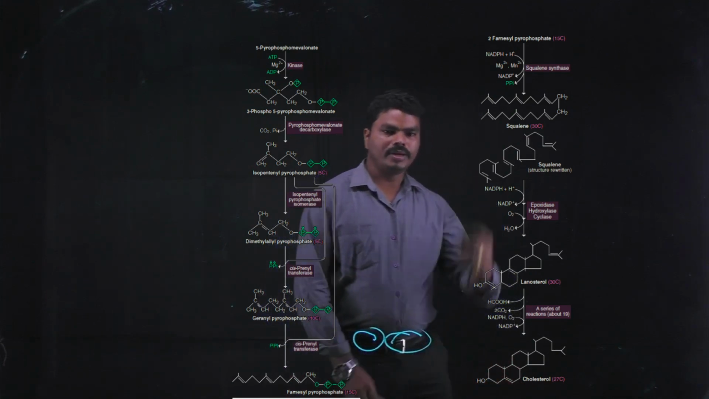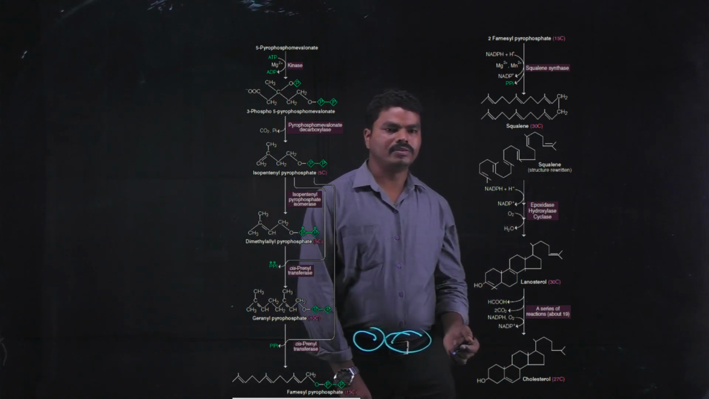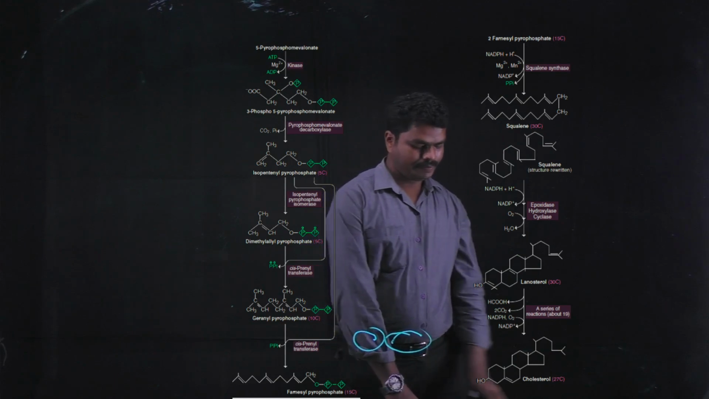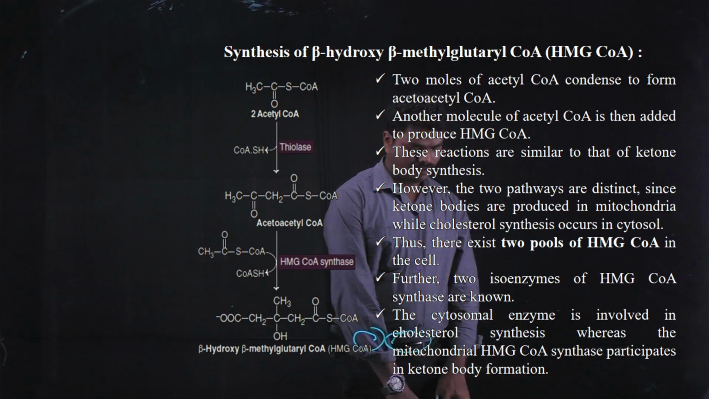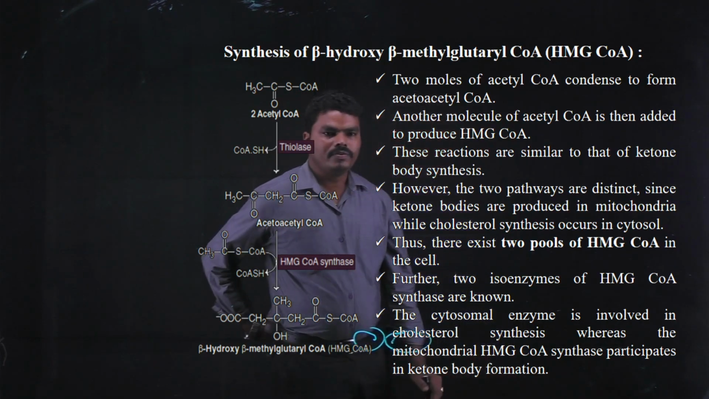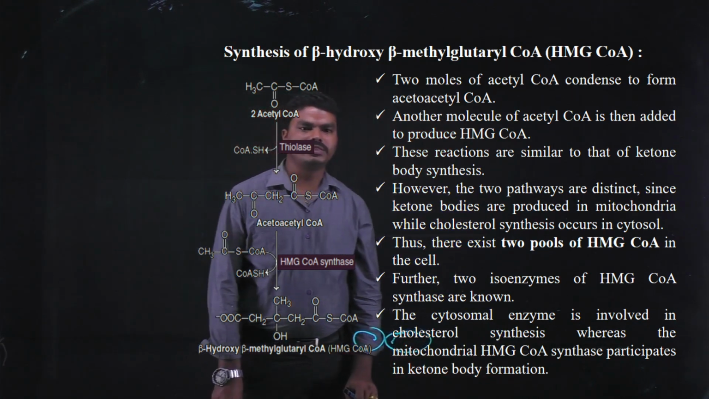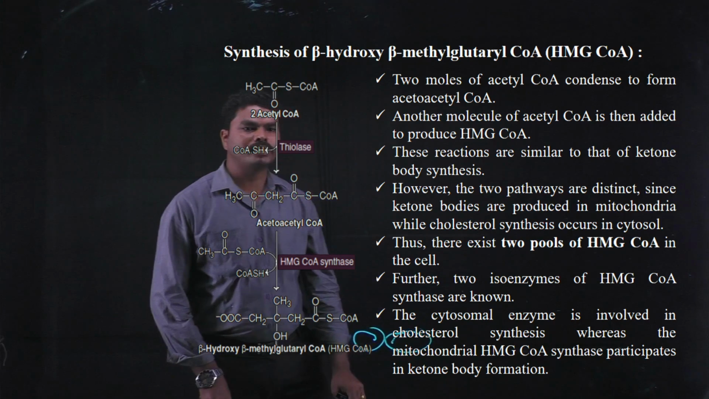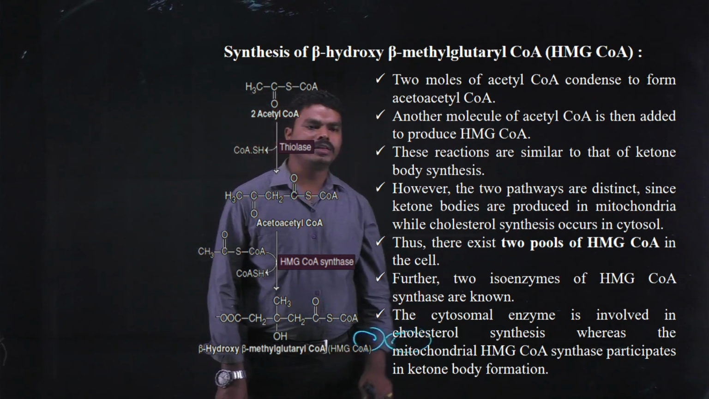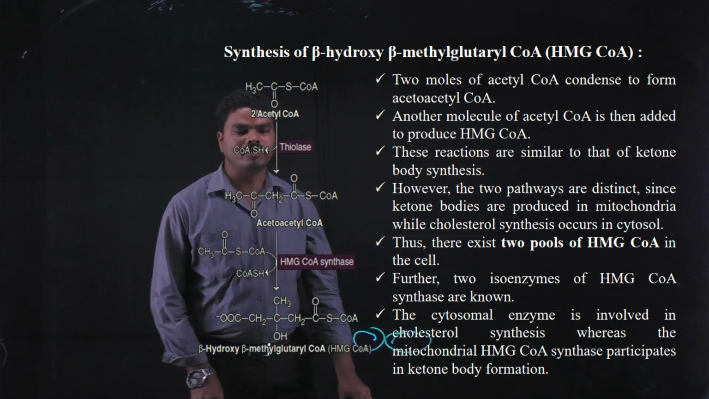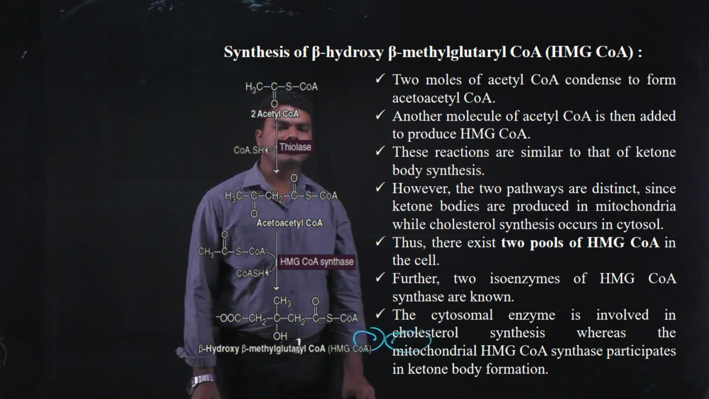So these are the remaining steps involved in this biosynthesis of cholesterol, and we can see each and every step in detail. So this is the first step in the biosynthesis of cholesterol, that is nothing but synthesis of beta hydroxy beta methyl glutaryl CoA, that is nothing but the HMG CoA. So the production of HMG CoA is the first step involved in the biosynthesis of cholesterol.